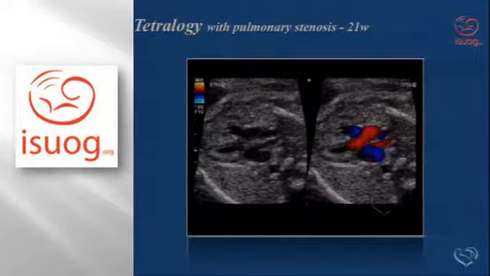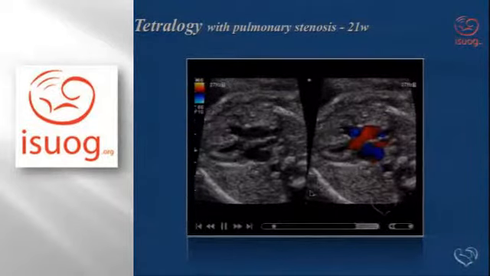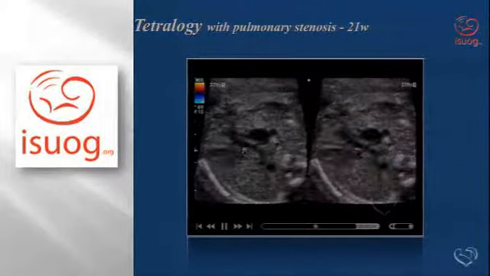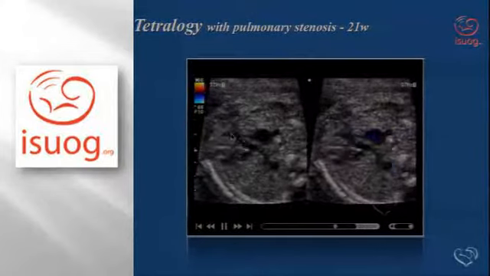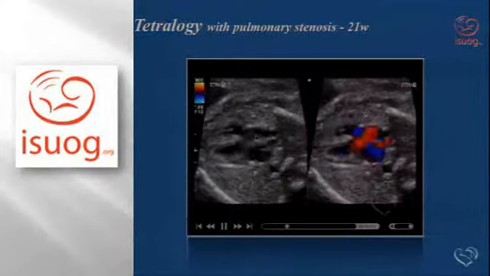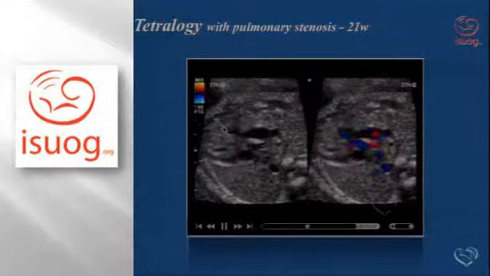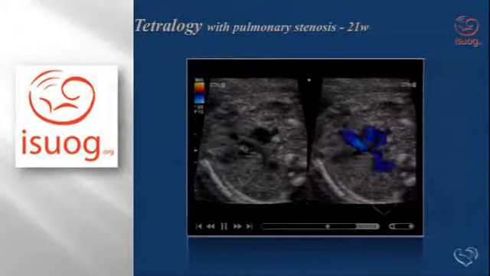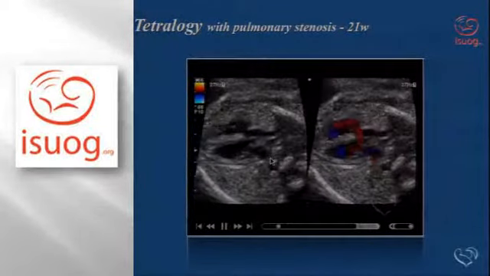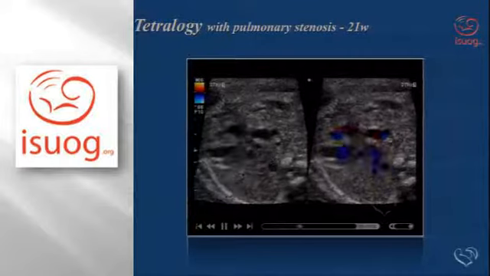So if we play this clip, you can see here that that vessel is receiving blood from the left and from the right ventricle via the large ventricular septal defect. Here, as we move up to the upper mediastinum, we're able to identify a second vessel which crosses over. So one overriding about 50% and a second vessel coming off the right ventricle, crossing over in a normal relationship that you have in concordant connections.